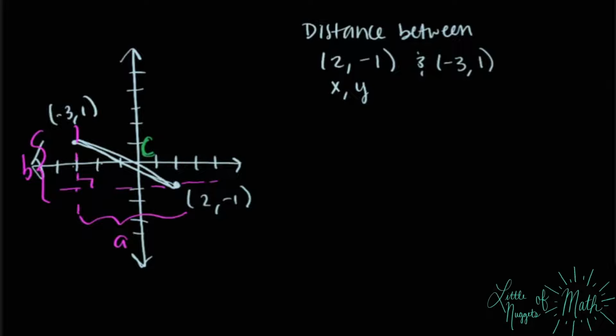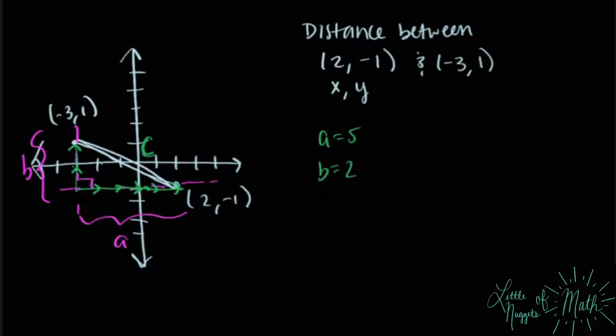What's our length A? The length A is the difference between your x coordinates. So going from -3 over to 2. And how many spaces is that? 1, 2, 3, 4, 5. So we know that our length A is equal to 5. We can do the same thing with B to find the height. From -1 to +1, we see we go up 1, 2 spaces, and so B is equal to 2.